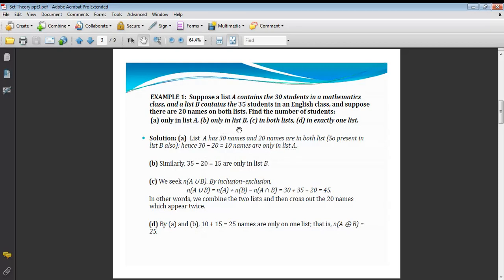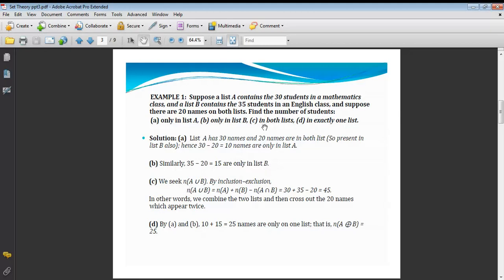Similarly, we have to find the number of students which are included only in list B. For that, we subtract the common elements, which are 20, from the set B, which is 35. So 35 minus 20, that means there are 15 students which are only in list B.